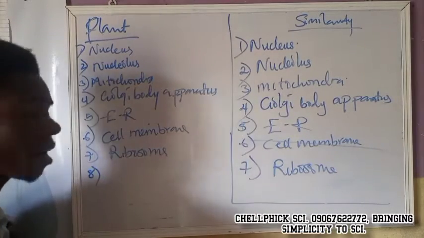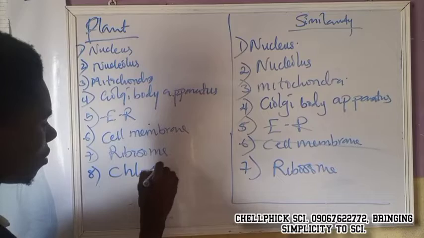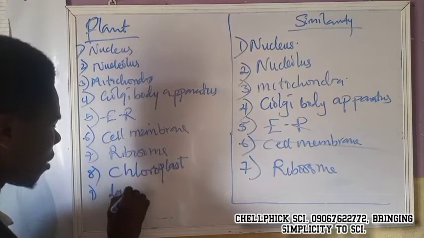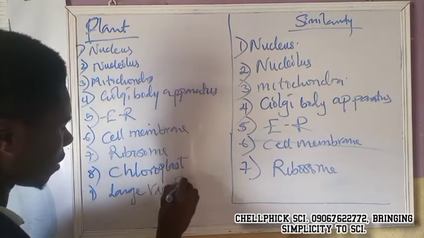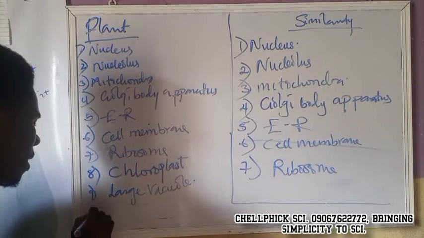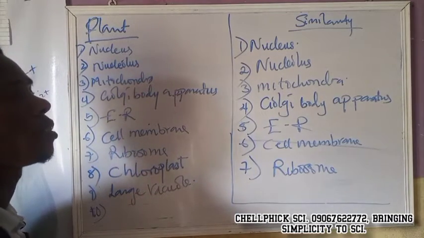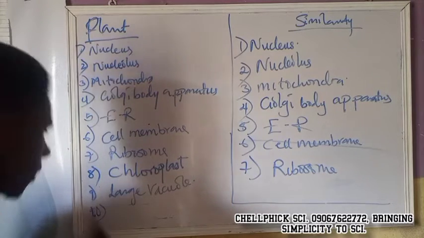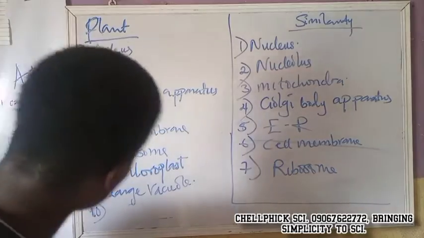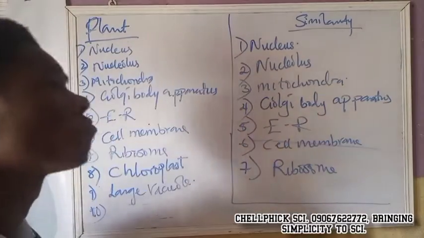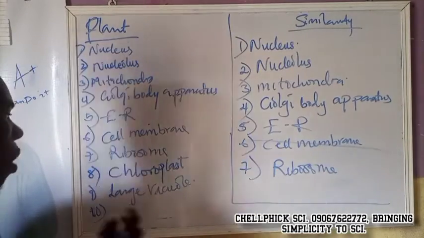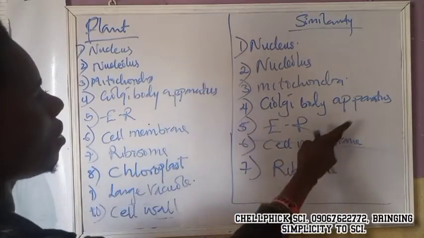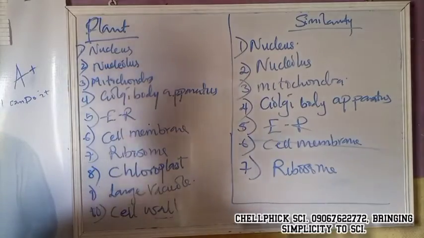Then I'll write what makes them differ. What makes plants different is that they have chloroplast. That's number one. Another one that makes it differ is that it has a large vacuole. And yes, it has a cell wall. Animal cell does not have a cell wall. So these are the similarities and differences between them.